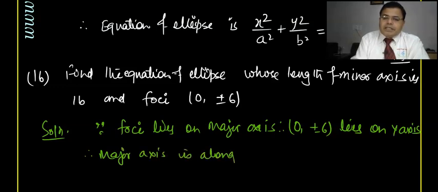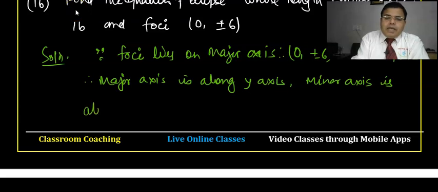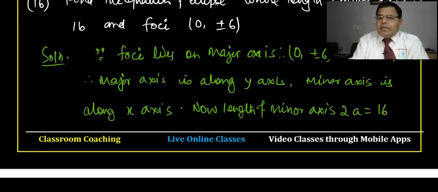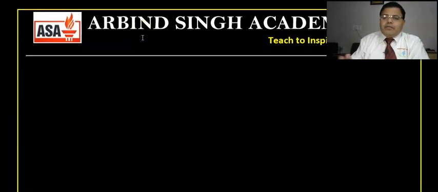And the minor axis is along the x-axis. Right? Now, what is the length of the minor axis? It is 16. Minor axis 2a is equal to 16, and therefore a is equal to 8. So a is 8.